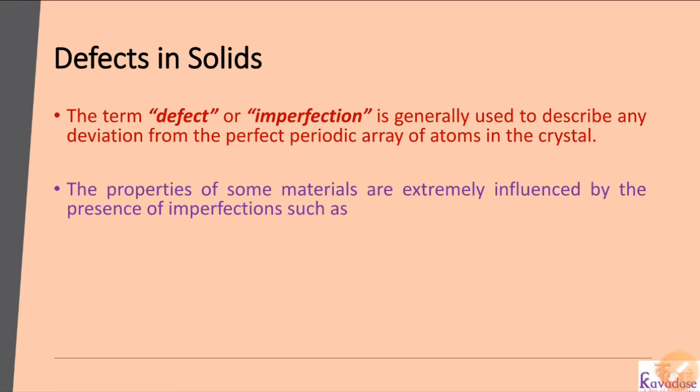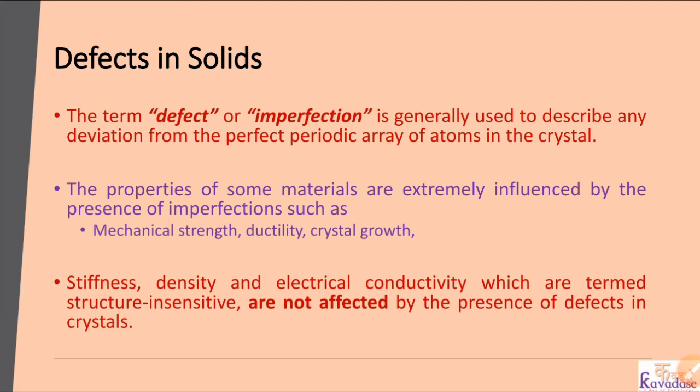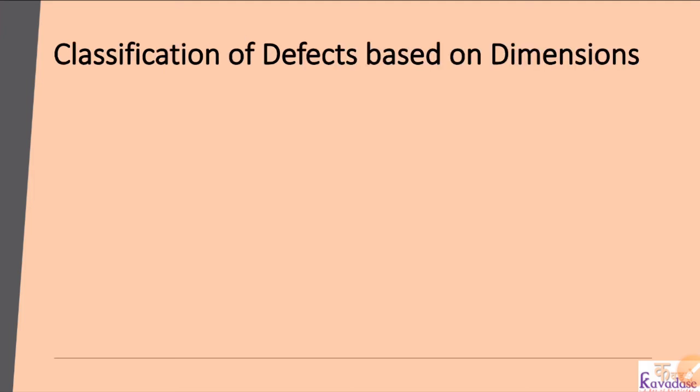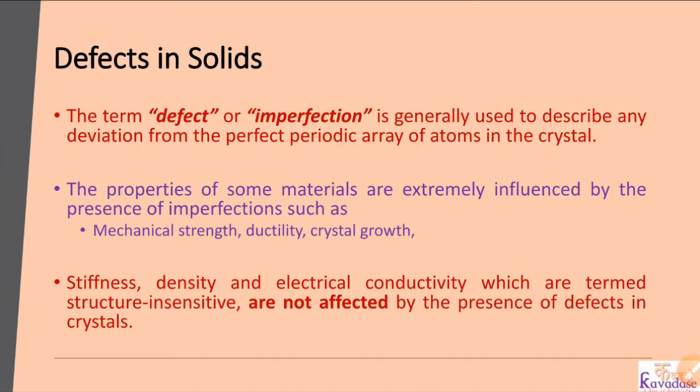The properties of some materials are extremely influenced by the presence of imperfection. So mechanical strength, ductility and crystal growth are mostly affected by defects. Stiffness, density and electrical conductivity are structure insensitive, meaning they are not affected by the presence of defects in crystals.